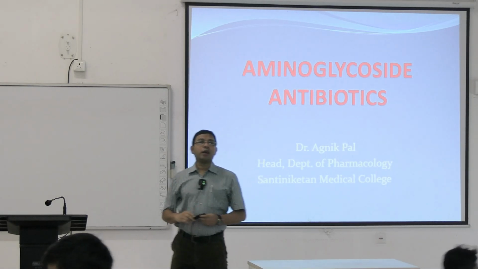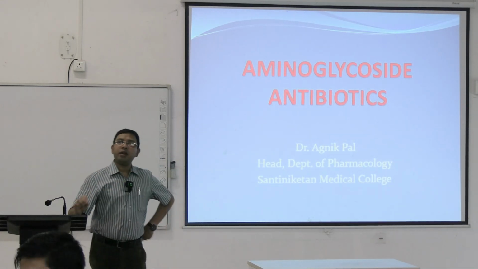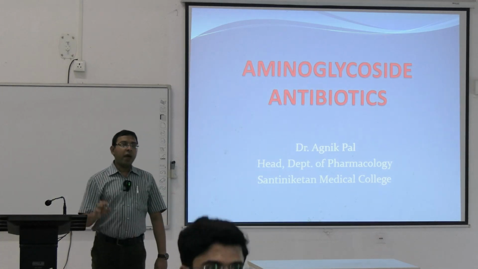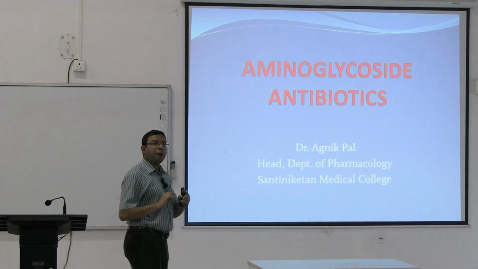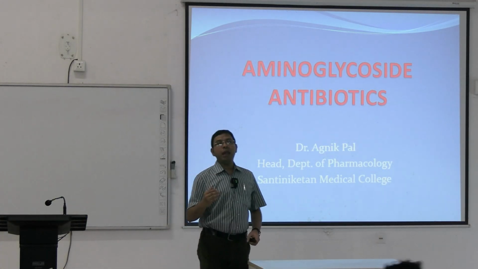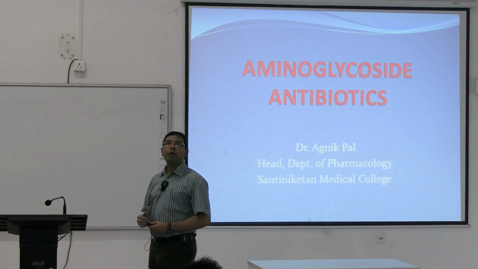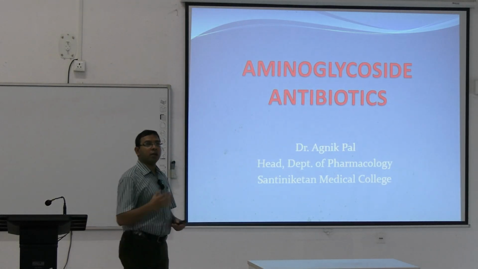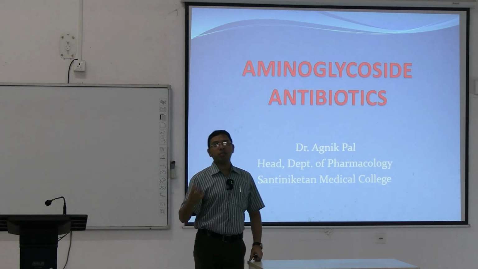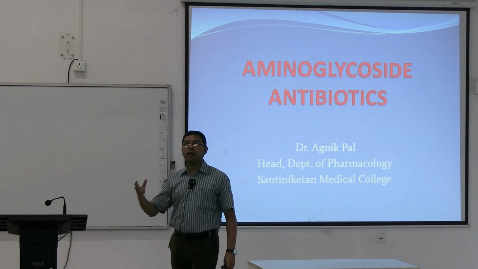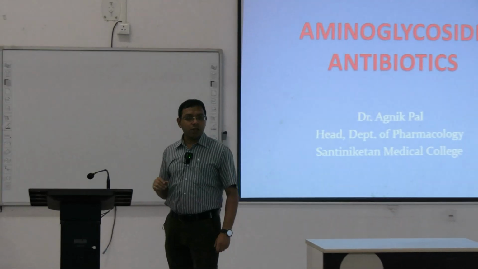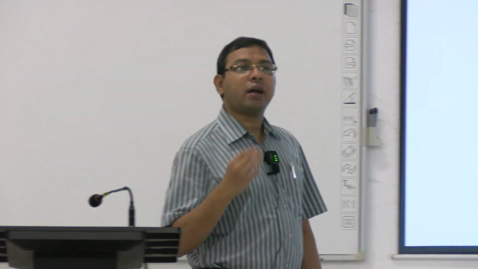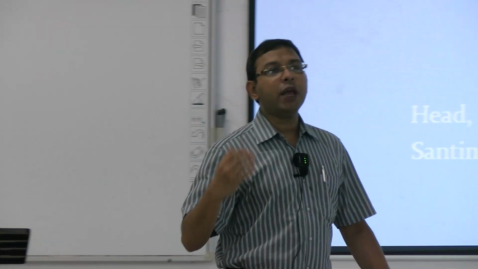So today we will discuss a very important chapter of antimicrobial chemotherapy, that is aminoglycosides. Aminoglycosides are a group of antibiotics that are mainly effective against aerobic gram-negative organisms. Most of the antibiotics we have already seen, like penicillins and cephalosporins, are mainly active against gram-positive organisms. These aminoglycosides are mainly active against gram-negative aerobic organisms.